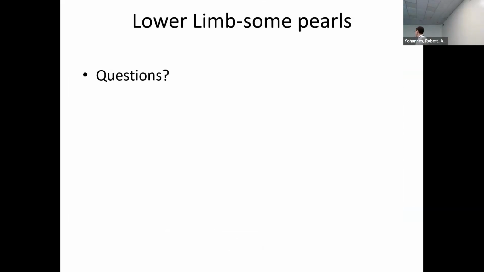Any questions? All right, please review by movement. The same goes for the upper limb. And please remember your EMLs. Okay? Zoom people, any questions?